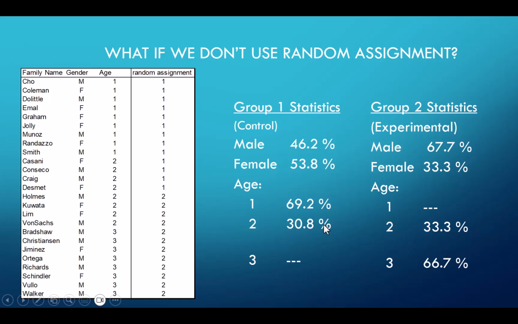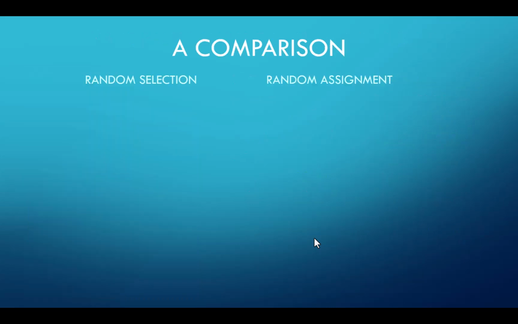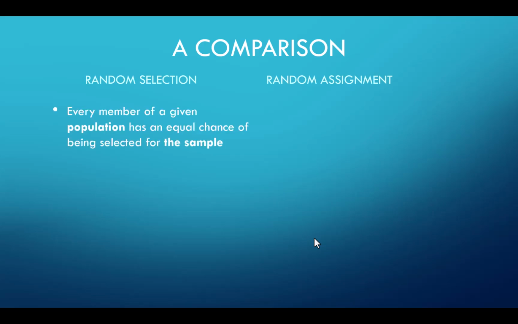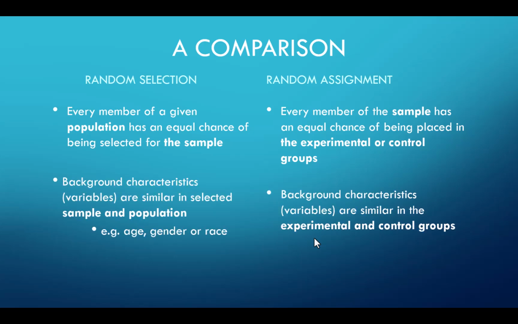So in that frame, they are going to be more advanced. And so I don't know if differences that I see are due to the manipulation of the independent variable or differences in my two groups. Groups are not similar. It's difficult to determine causality. So just a comparison of random selection versus random assignment. So in random selection, every member of a population has an equal chance of being selected for the sample. In random assignment, every member of the sample has an equal chance of being placed in experimental or control groups.